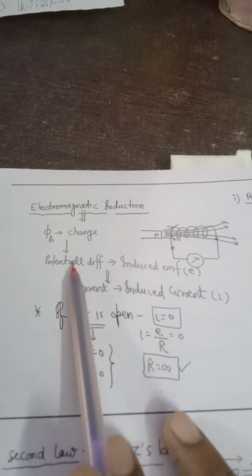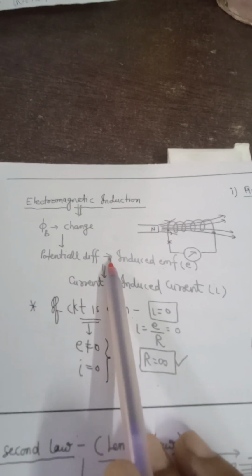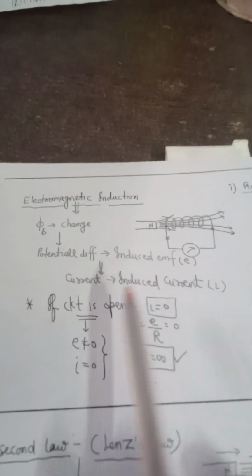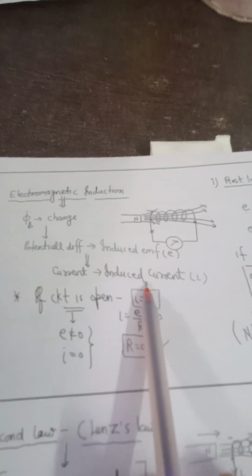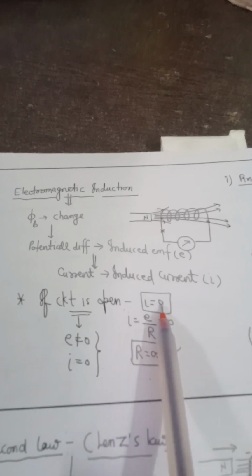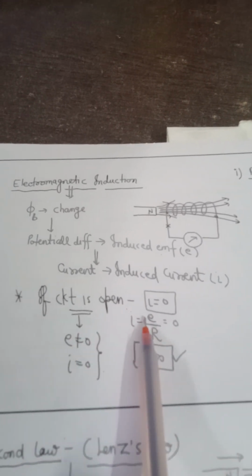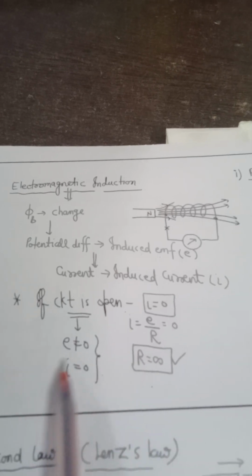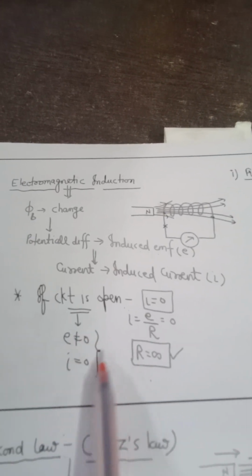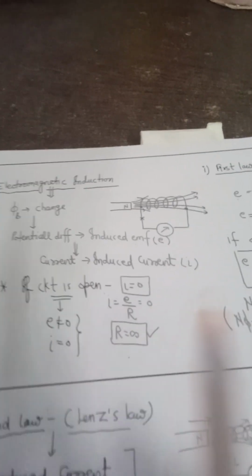It will depend on the potential difference, which will produce an induced EMF, and a current, which will produce an induced current I. If the circuit is open, then I is equal to 0, and I is equal to E upon R, and we know that E is not equal to 0, then I will become 0, as R becomes infinite.